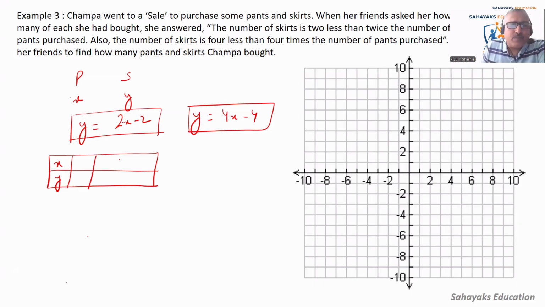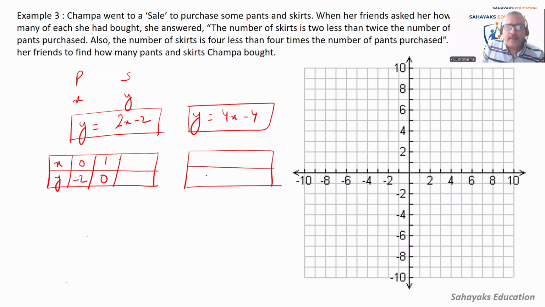Now, let me put the value of x as 0. The value of y comes as minus 2. Now, let me consider the value of y as 0, so x becomes 1. So now I have 2 points. Now for the other one, again I'll write x and y. If I put the value of y as 0, x becomes 1. If I put the value of x as 0, y becomes minus 4.